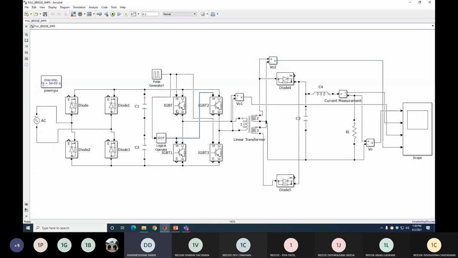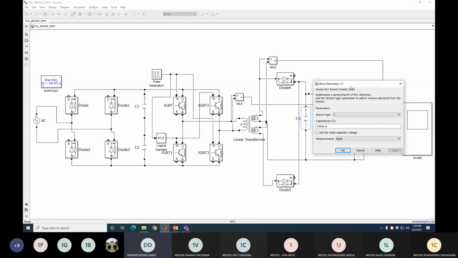Okay. So when IGBT 1 and 3 are off, at that time these two IGBTs conduct. In both cases, you get the positive voltage at the load side, and the output voltage is the same as the supply, so that's why it is called the full-bridge SMPS. Otherwise, the simulation and circuit configuration is almost the same as the half-bridge SMPS. The only change is that you get more power because you get more voltage at the load side.